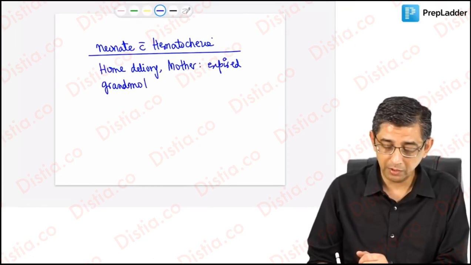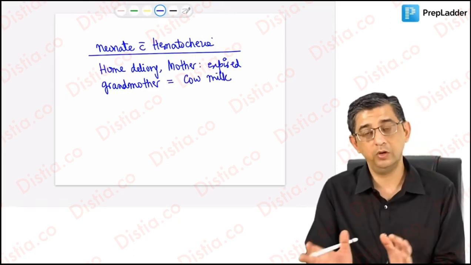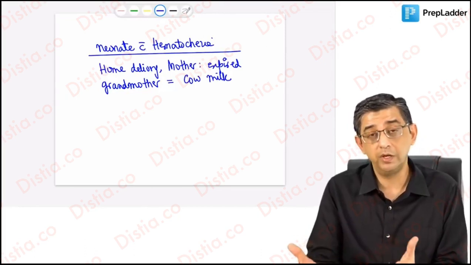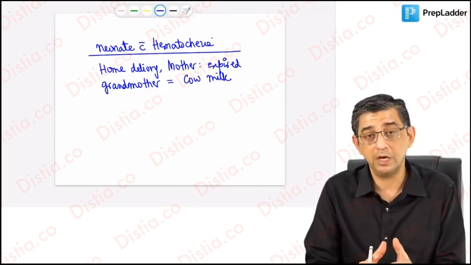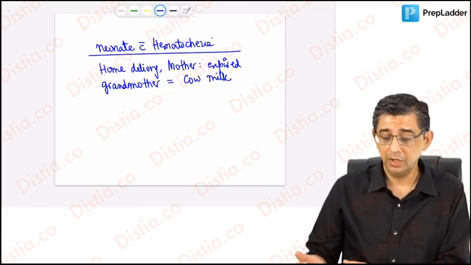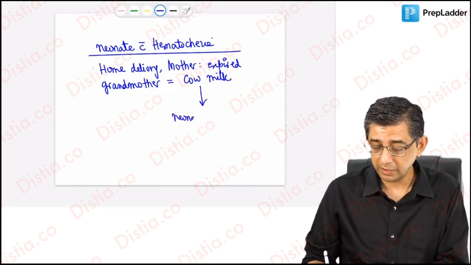Now since the mother has expired, it is the grandmother who is taking care of this little newborn baby, and what this grandmother did was she gave cow's milk to the baby. You see, cow's milk is for a cow's baby, not for a human baby. Cow's milk contains proteins like lactoglobulin, which are very difficult to digest. When you give cow's milk to a baby, that is when this newborn baby started having fresh blood in the stool.